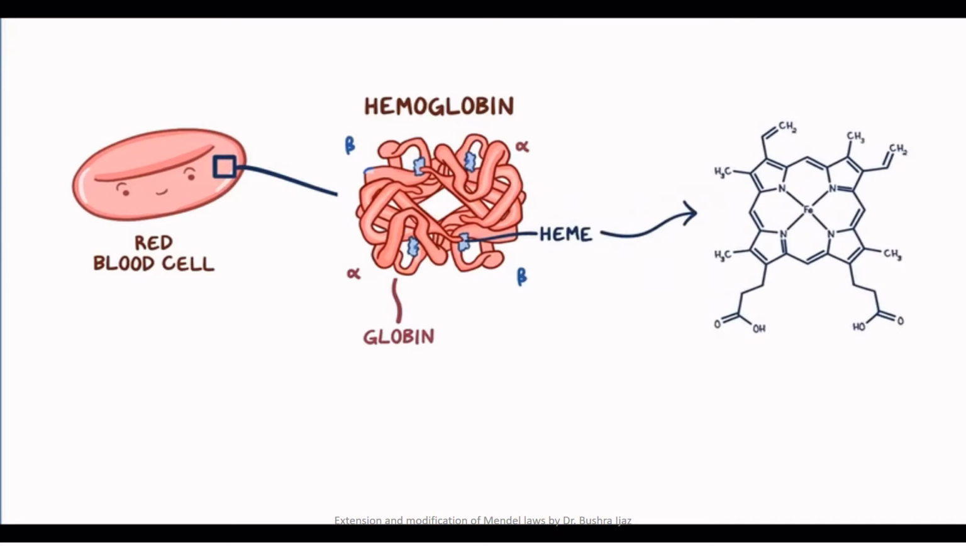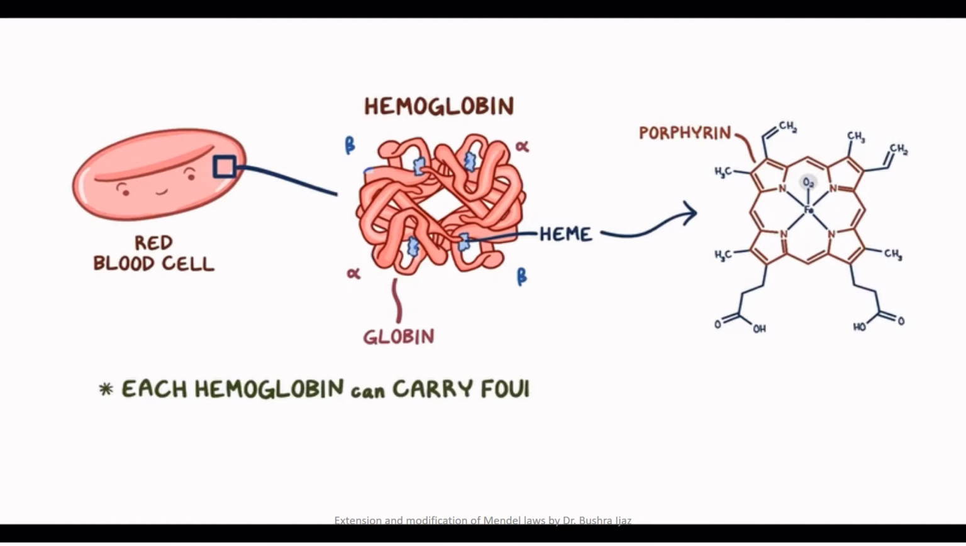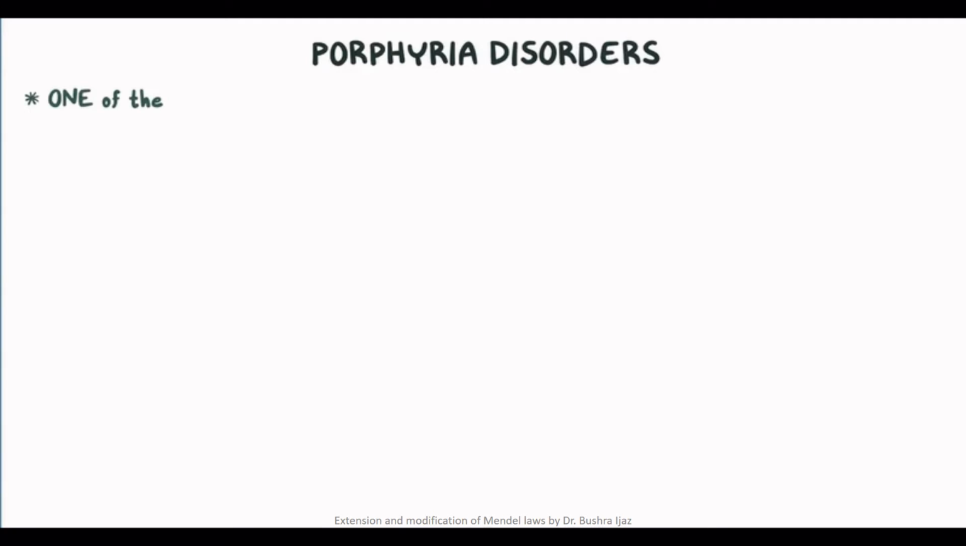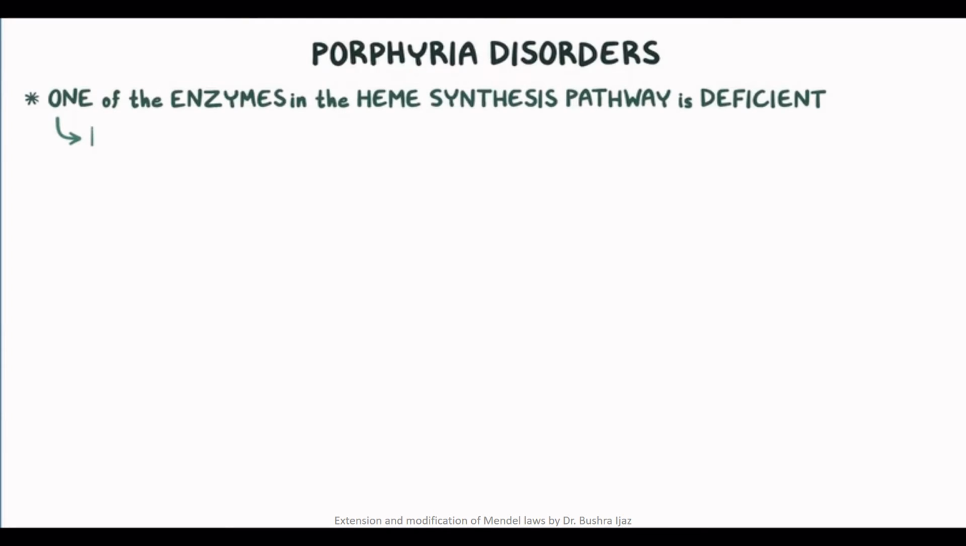There are 4 globin subunits, typically 2 alpha and 2 beta, and each one has its own heme group. This heme group is a large molecule that's made up of 4 pyrrole subunits that form a ring, and this structure is called a porphyrin. In the middle, there's an ionically bonded iron, and the iron is what binds to and carries the oxygen molecule. So each hemoglobin can carry 4 oxygen molecules when it's fully saturated. Porphyria disorders occur when one of the enzymes in the heme synthesis pathway is deficient, which causes a decrease in heme synthesis and a buildup of metabolites formed in the earlier steps of the pathway.